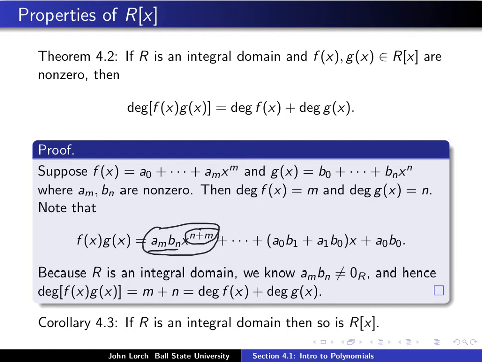Well, if you had two non-zero polynomials and you multiply them together, Theorem 4.2 up here tells you that the product must have a degree, namely it's the degree of the first plus the degree of the second. So that means that the product can't be the zero polynomial because the zero polynomial does not have a degree. Hence, the product of any two non-zero polynomials in R[x] will again be non-zero.